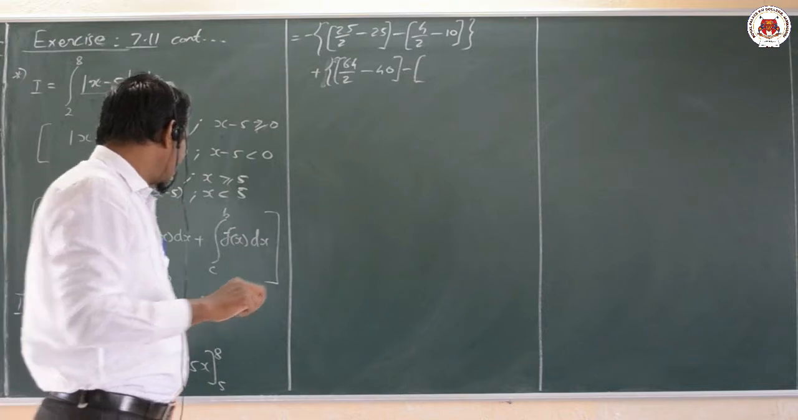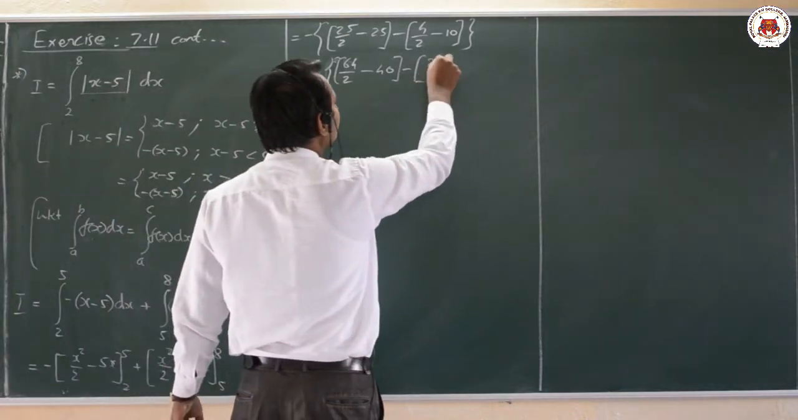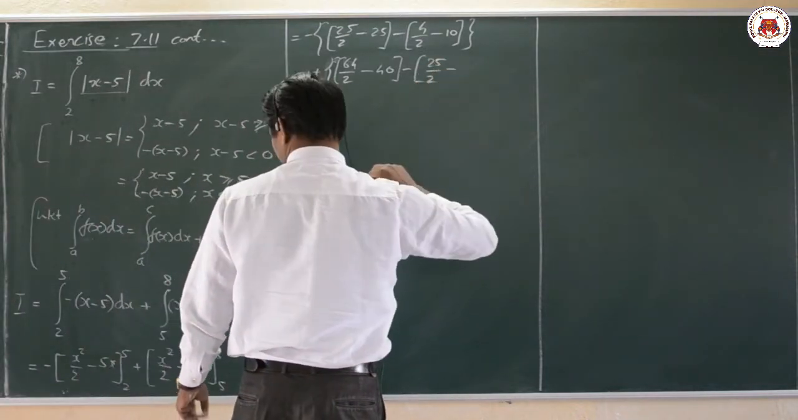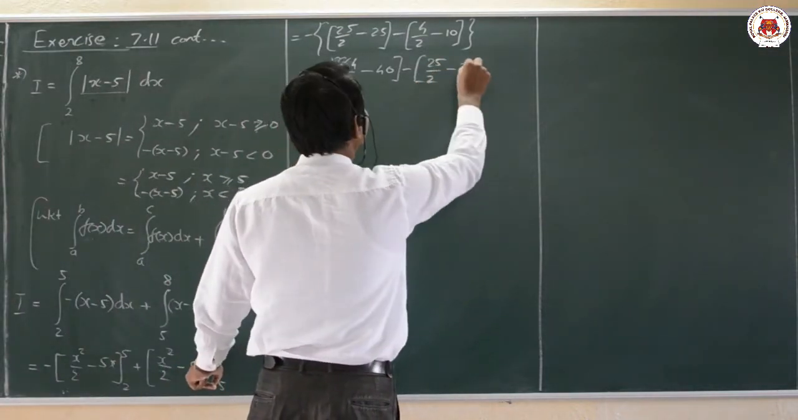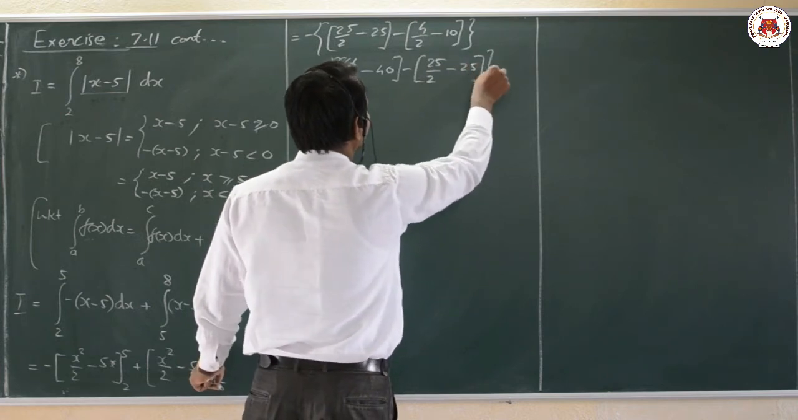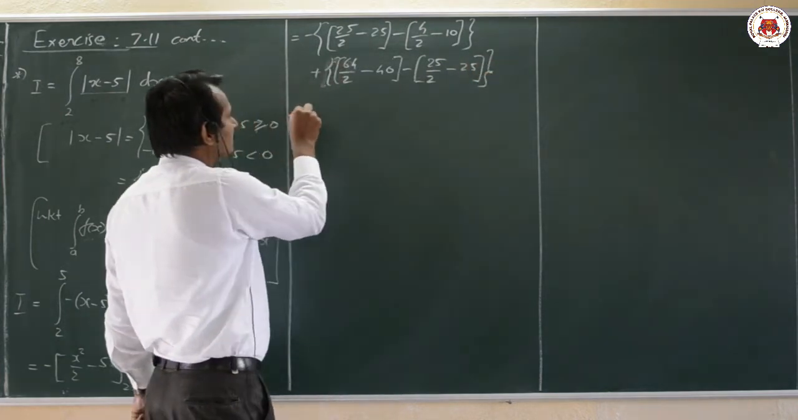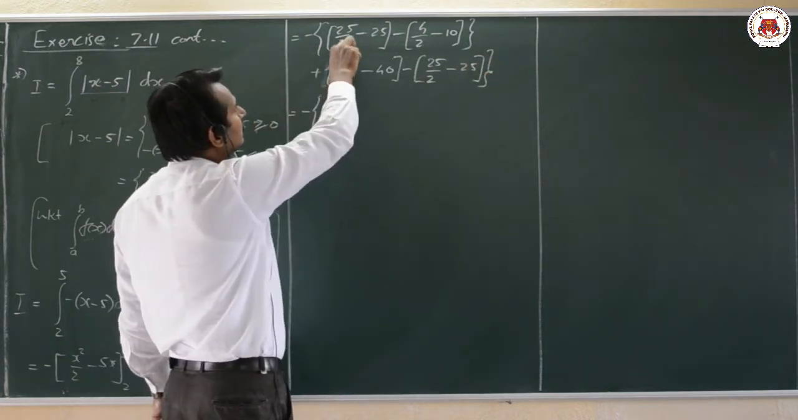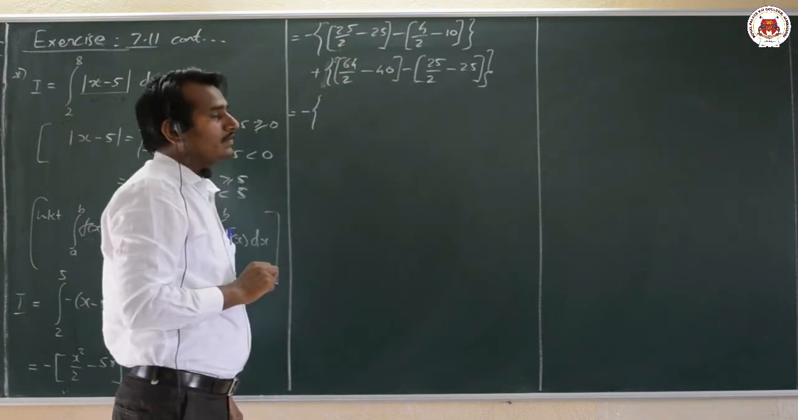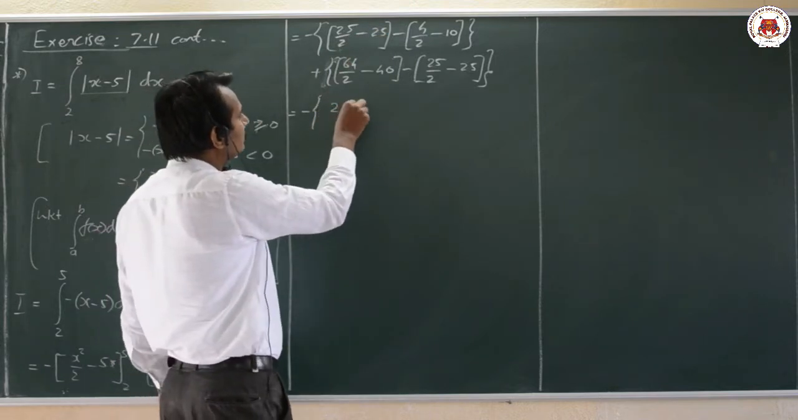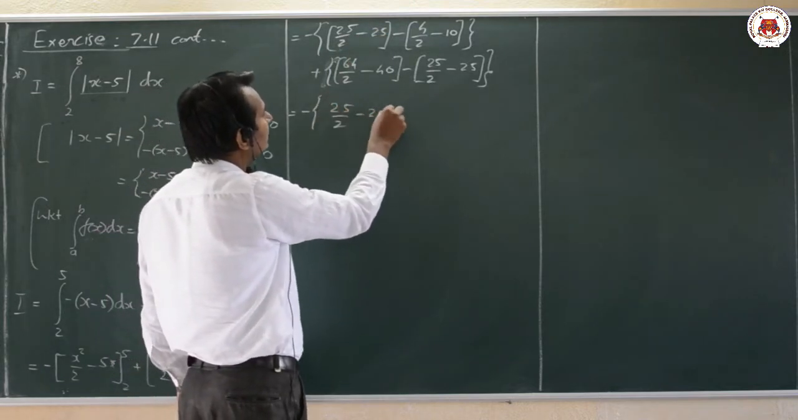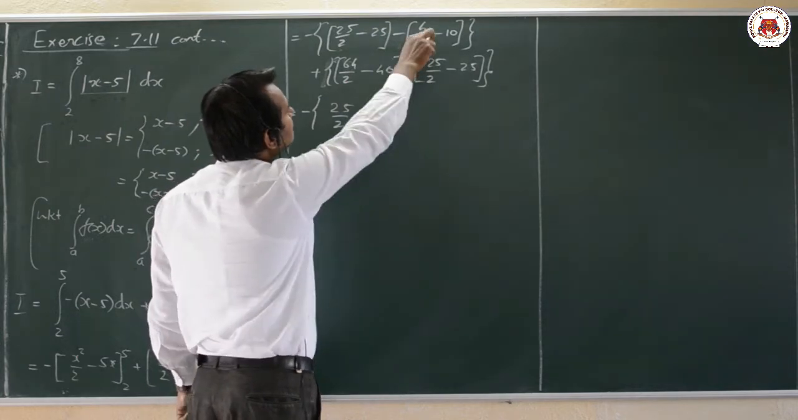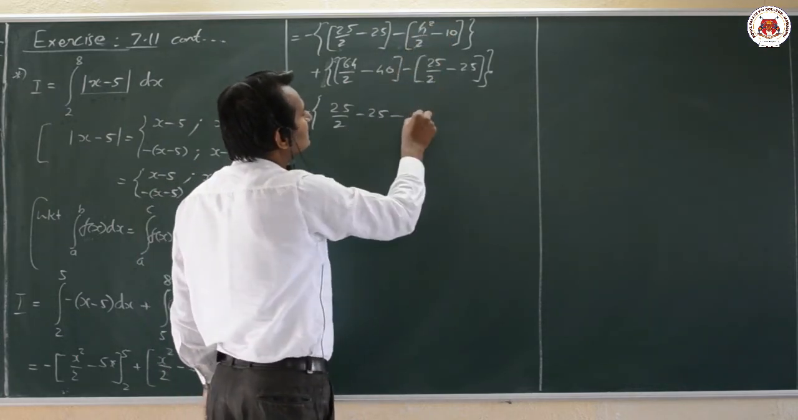5 5s are 25, divided by 2, 25 by 2, minus of 5 5s are 25. Now we shall close the bracket. Now we shall solve it. So what we have here: 25 by 2 minus 25, I shall keep it as it is, 25 by 2 minus 25. Then here minus 2 ones are 2, 2 2s are, that means 2 we get.